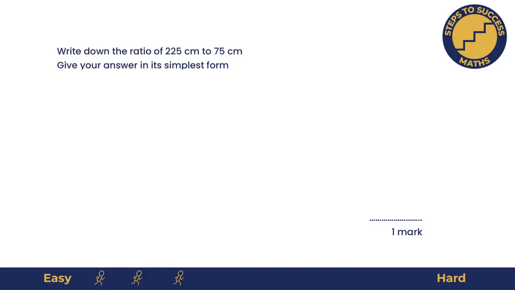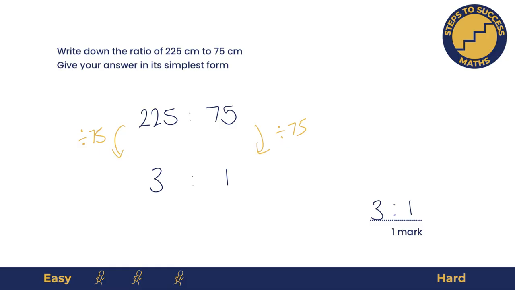Write down the ratio of 225 centimetres to 75 centimetres. Give your answer in its simplest form. So they're both in centimetres, so I can just write 225 and then the ratio colon, the double dot, to 75. Now I need to divide them. What's the biggest number that goes into both of these? So 75 actually does. 75 goes into 225 3 times, and it goes into 75 just once. So I've got 3 to 1 as the ratio in its simplest form.